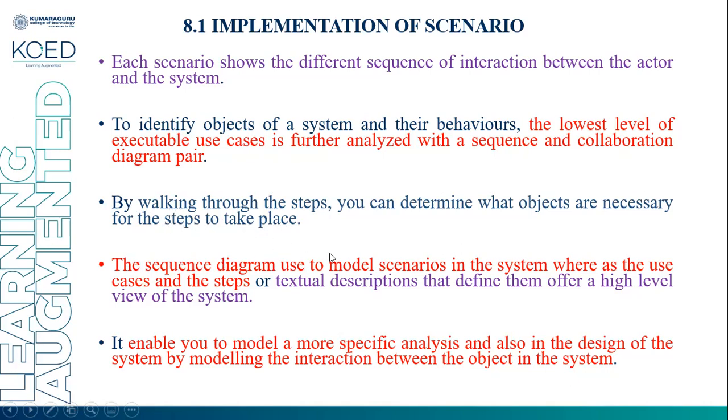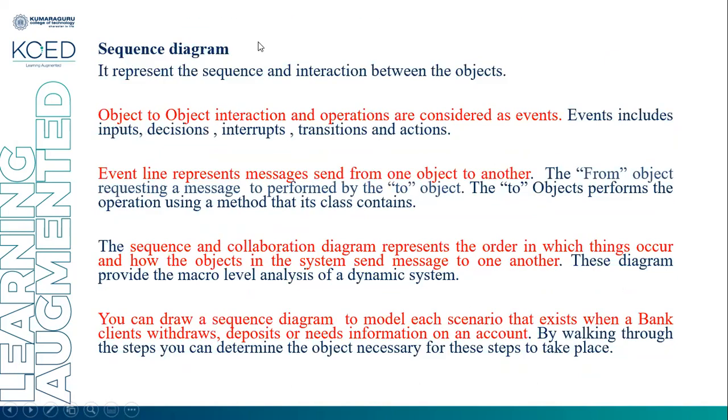The sequence diagram is used to model the scenarios in the system, where the use case and steps are textual descriptions that define them for a high level view of the system. It enables you to model a more specific analysis and also a design of the system by modeling the interaction between the objects in the system. Sequence diagram. It represents the sequence and interaction between the objects. Object-to-object interaction and operations are considered as events.